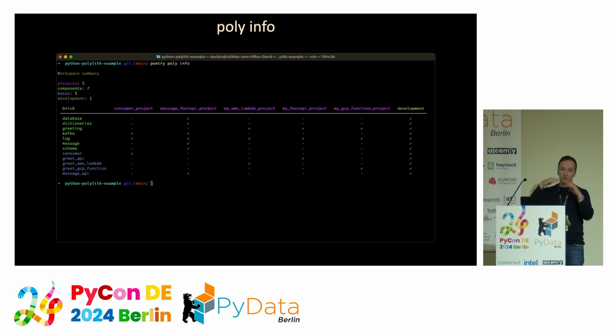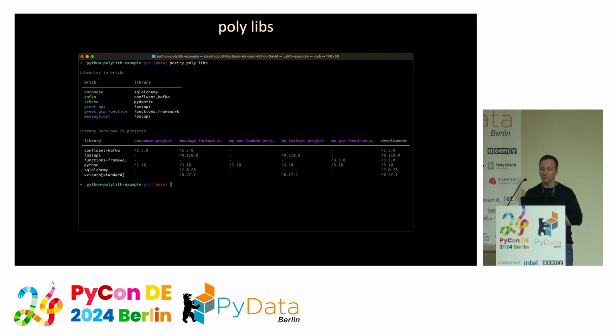But what is probably more interesting is that you can see which brick is used in which project. So you can see that the Kafka brick is used in these projects, but the other brick is used over there. So you get an overview of what is used in your code and what you have in your repo.